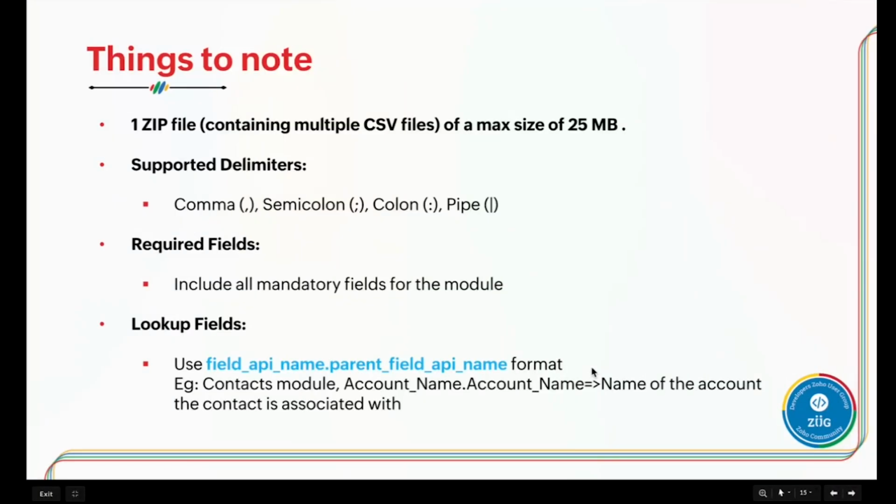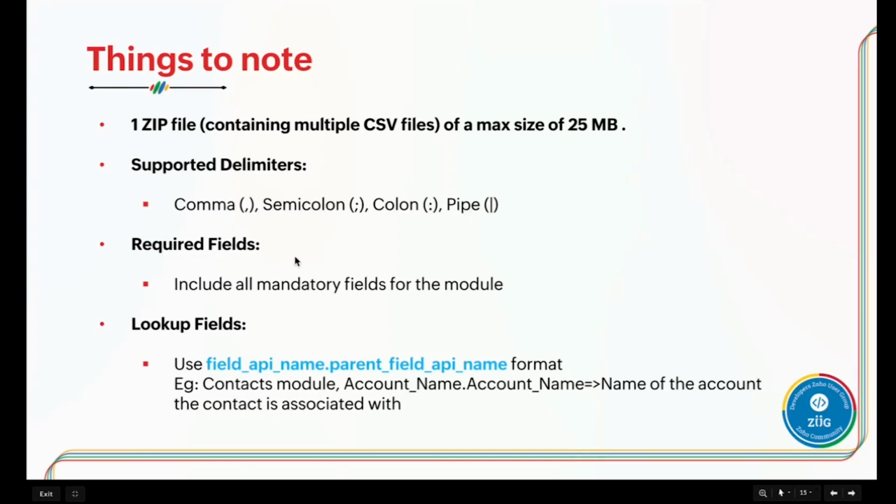So a few things to note about the bulk write API: your zip file can contain multiple CSV files, and the max size is 25 MB. The catch is that you can upload only one zip file. So for example, if you want to bulk import data into the leads module that also has a subform, in that case, you'll be zipping two CSV files in one zip file. And these are the supported delimiters for the CSV file: we support comma, semicolon, colon, and the pipe.